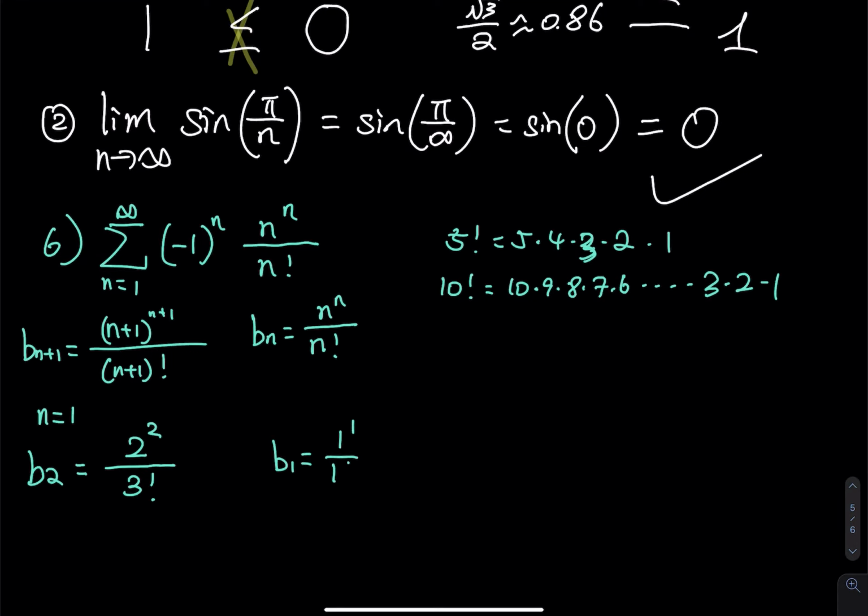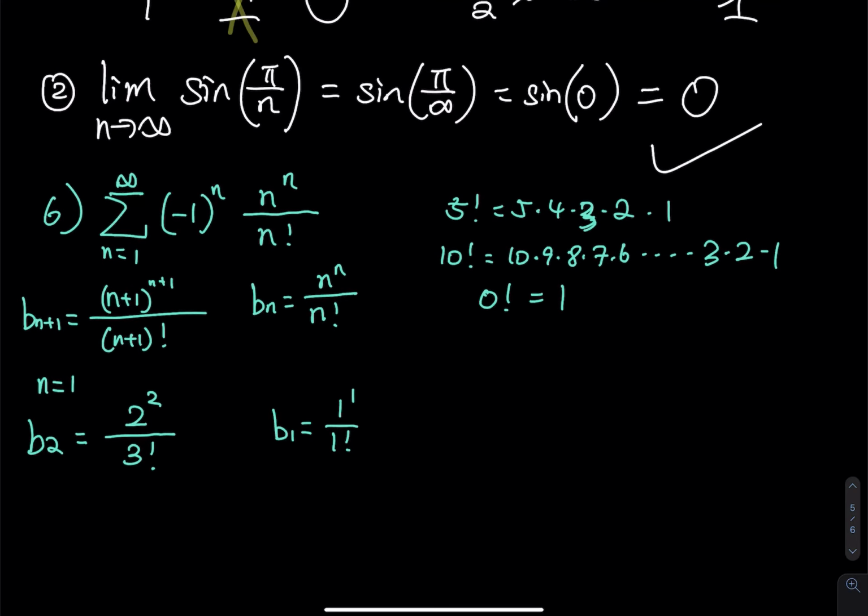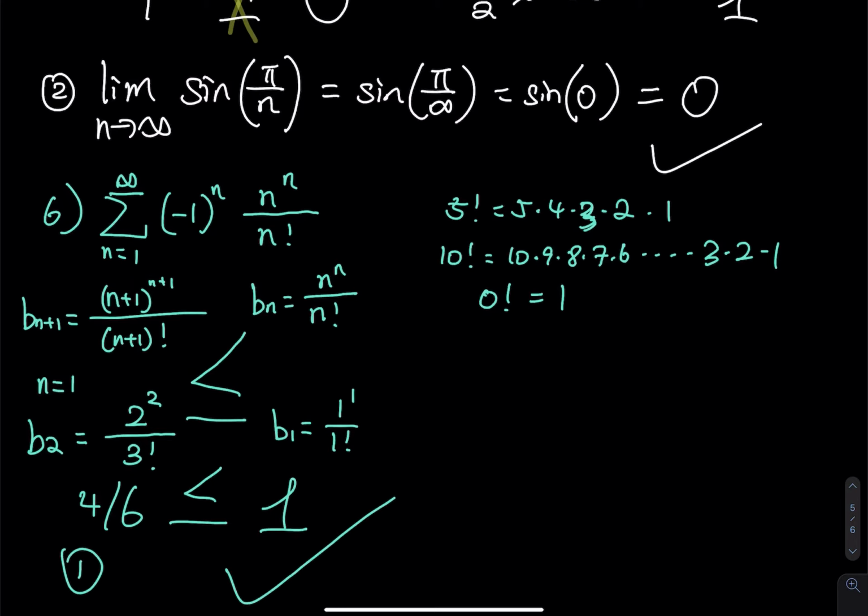Oh, for factorial, there is a special case. 0 factorial is equal to 1, but you don't need to use that special case here. So this is equal to 1, and then this is 4 divided by 6. So 4 divided by 6 is definitely less than or equal to 1. So basically number 1 is satisfied. Checked.